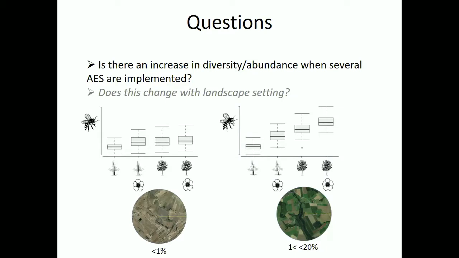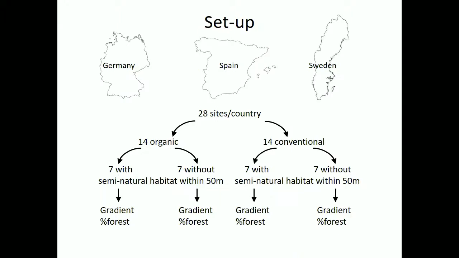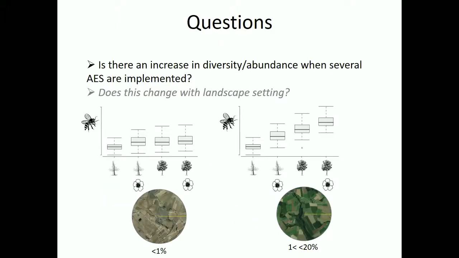And then we also looked at whether this changes with the intermediate landscape complexity hypothesis as well. So we can think that if you have a very low diversity landscape like this one, where it's basically only crops, then you would not reach a very high diversity or abundance of visitors. But if you have a more complex landscape, this would increase more. So this is just the intermediate complexity theory.